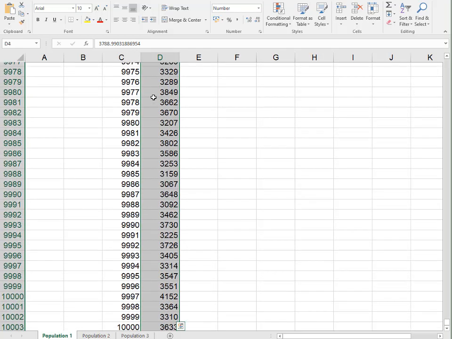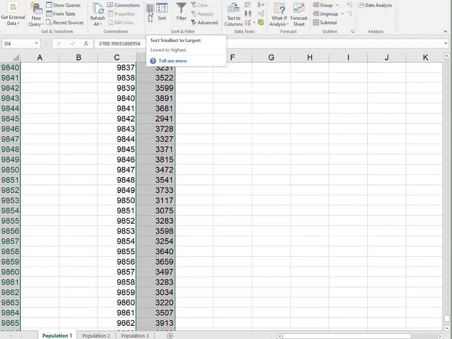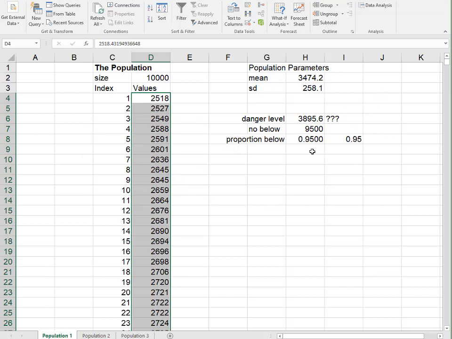Just to show visually that this works, what I'm going to do now is try and select all this data. You don't need to do this if you don't want to. I'll just demonstrate that. If you select the data and sort it into ascending order, continuing, because I don't want to sort the rest of the sheet, just those numbers, and I look for this 3895.